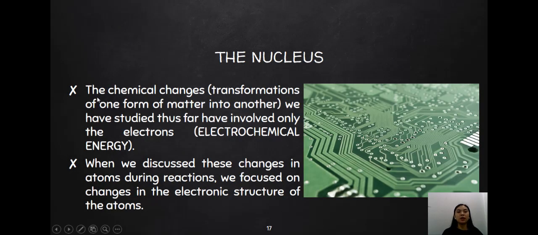The nucleus. So it says here, the chemical changes, which we refer to as the transformation of one form of matter into another, we have studied thus far have only involved the electrons. Diba, when we have already talked about your electrochemical energy, it only happens mainly because of the transfer or the flow of electrons. So that is your electrochemical energy. Now, if we go deeper into the atom, which is now your nucleus, that is what we call your nuclear energy. When we discussed these changes in atoms during reaction, we focused on the changes in the electronic structure of the atom. So electrochemical energy deals with electrons, nuclear energy deals with the nucleus of the atom.